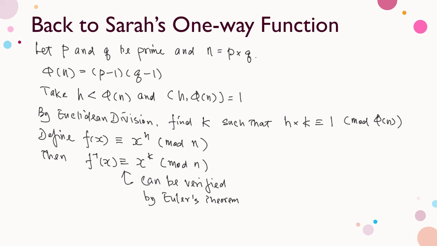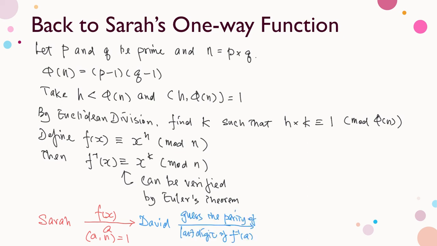So, Sarah sends the function f of x and a number a, which is relatively prime to n, to David. David is not able to find p and q, and so not phi of n. That is, David cannot find the inverse function. He can only make a wild guess, like tossing a coin, for the parity of the last digit of f inverse a. After David chooses his answer and sends it back to Sarah, Sarah can tell who will get the ticket and send the inverse function to David to confirm the decision is fairly made.